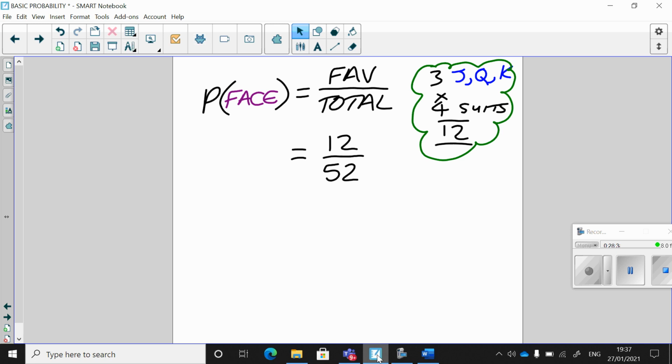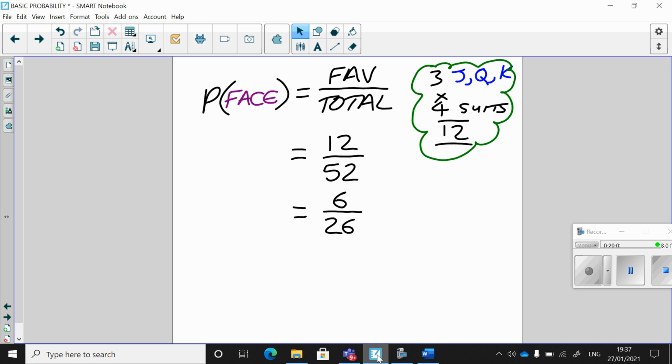12 over 52. What's going to go into them? 12, 52. 2 goes into both of them, or 4 goes into both of them. Right, I just divided by 2, because that's the number I spotted initially. Then I'm thinking 6 over 26. I think I can divide that by 2 again. So that's exactly what I'm going to do here.